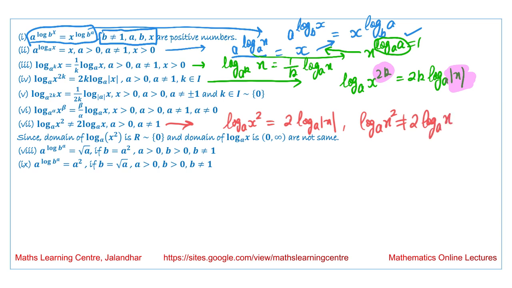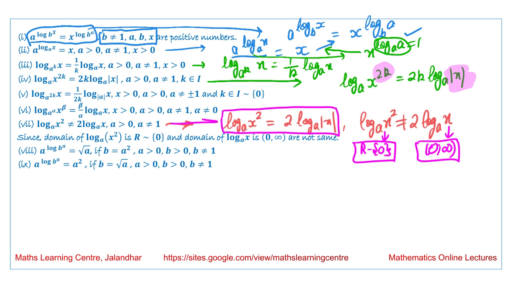The reason being, the domain for this function is R minus 0, and the domain of this function is 0 to infinity. So the domains of both these functions are different, so we cannot equate both these values. We are saying if we have the formula in this form, then the domains will be equal and this formula will be valid. The power over here is even power, that is why we should have mod x over here.